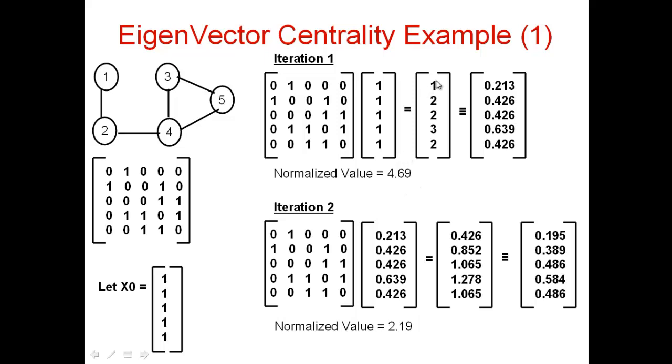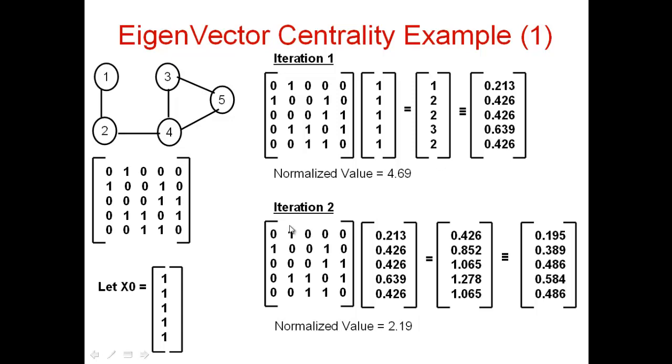Then divide each of these entries by that normalized value, 4.69. So 1 divided by 4.69 is 0.213. 2 divided by 4.69 is 0.426, and so on. So that's our column vector at the end of the first iteration.